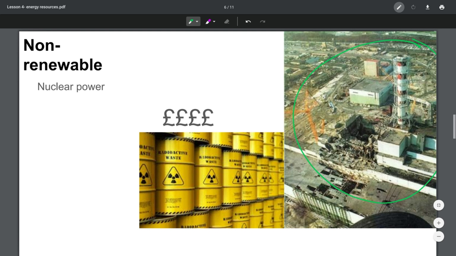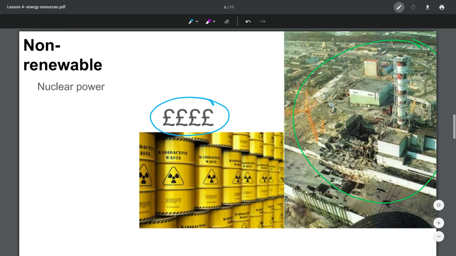Not only that, they are incredibly expensive. So that's why I've put these pound signs here. Very expensive to set up and decommission. So that means take down again once it's finished its lifespan, because you can't just keep using a power station forever.